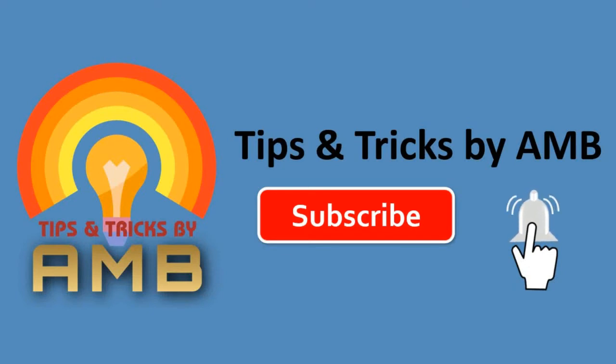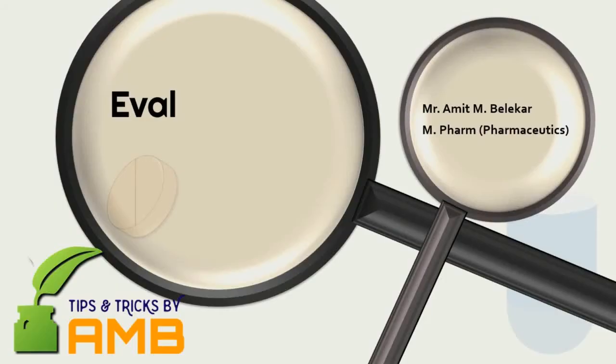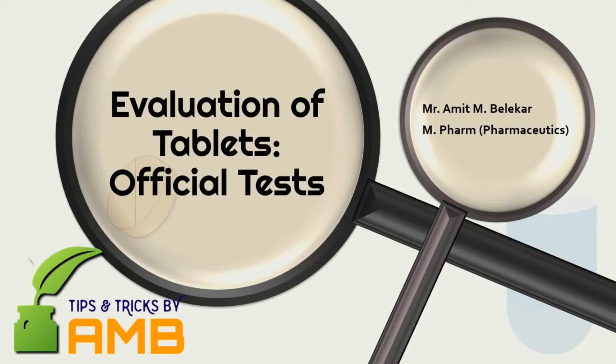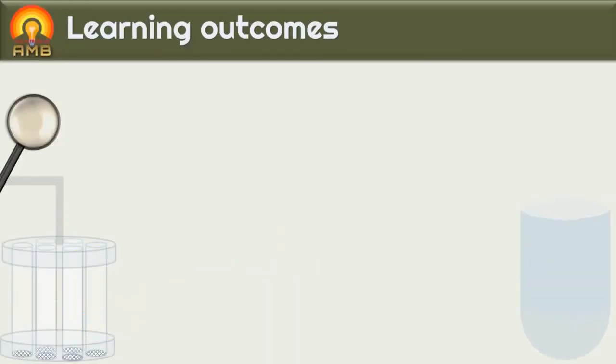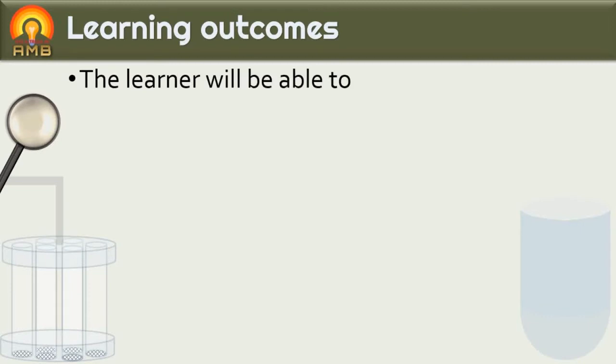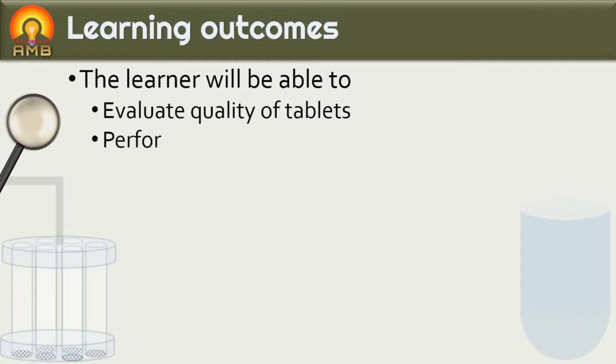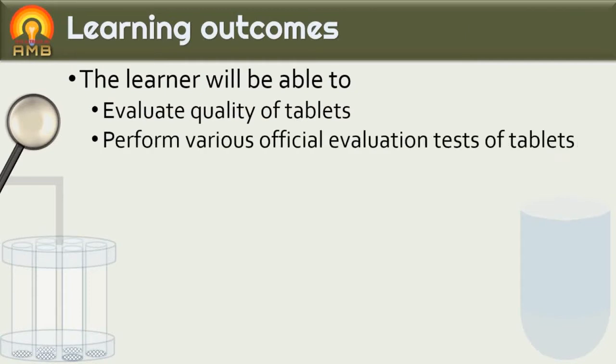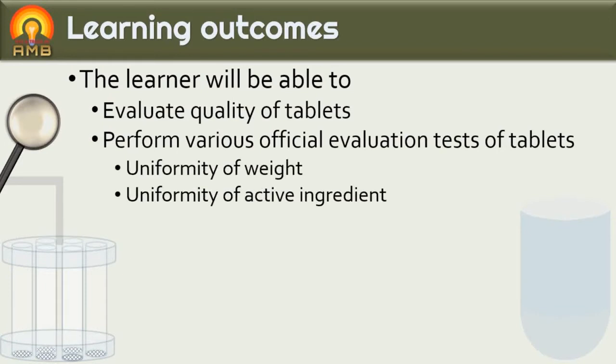In the last presentation, we had discussed non-official tests of evaluation of tablets. In this presentation, we are going to discuss evaluation of tablets, official tests. After going through this presentation, the learner will be able to evaluate the quality of tablets and perform various official evaluation tests of tablets like uniformity of weight and uniformity of active ingredient.